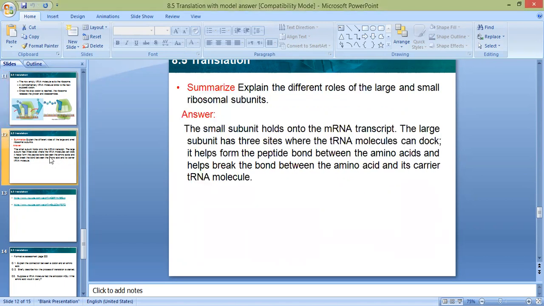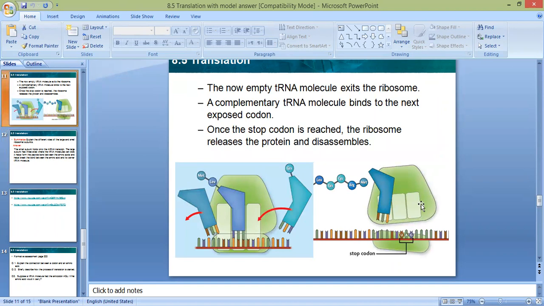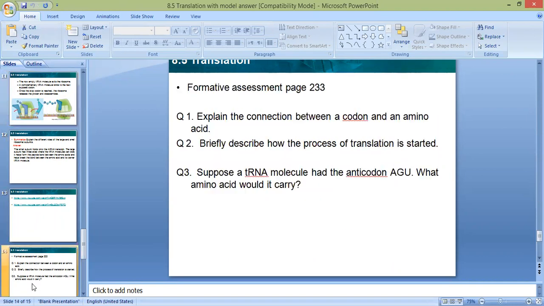So the small subunit holds on to the mRNA and the tRNA. The large subunit has 3 sites where the tRNA molecule can dock. So I have 3 sites for the tRNA to stand in. It helps form a peptide bond between the amino acids and helps break the bond between the amino acid and its carrier tRNA. Those are the 3 sites I mean, places for the tRNA to dock, stand or stay. Okay? Right.